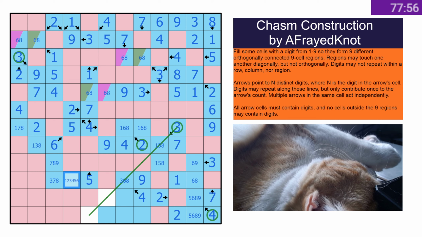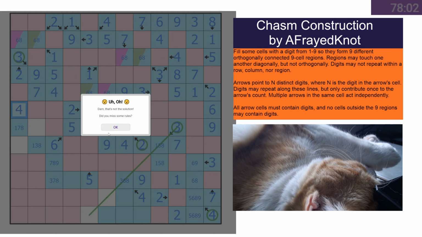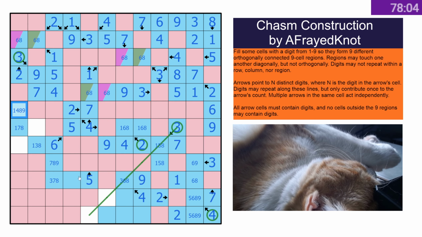Oh. This cell could be a 4. So it's probably that's not correct. Okay, that cell can be a 4. That's my problem. So these are 6s, these are 6s. Let's go to a 6 from there.